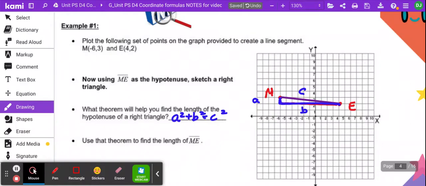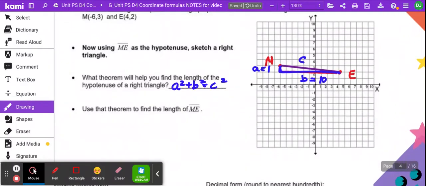All right, so in order to do this, I obviously have to count. Well, A is only worth 1 unit, right? And if you count B, I believe you'll get 10. Okay, so now I can use that theorem. 1 squared plus 10 squared equals C squared. And 1 squared is 1, 10 squared is 100. That makes 101 equals C squared.